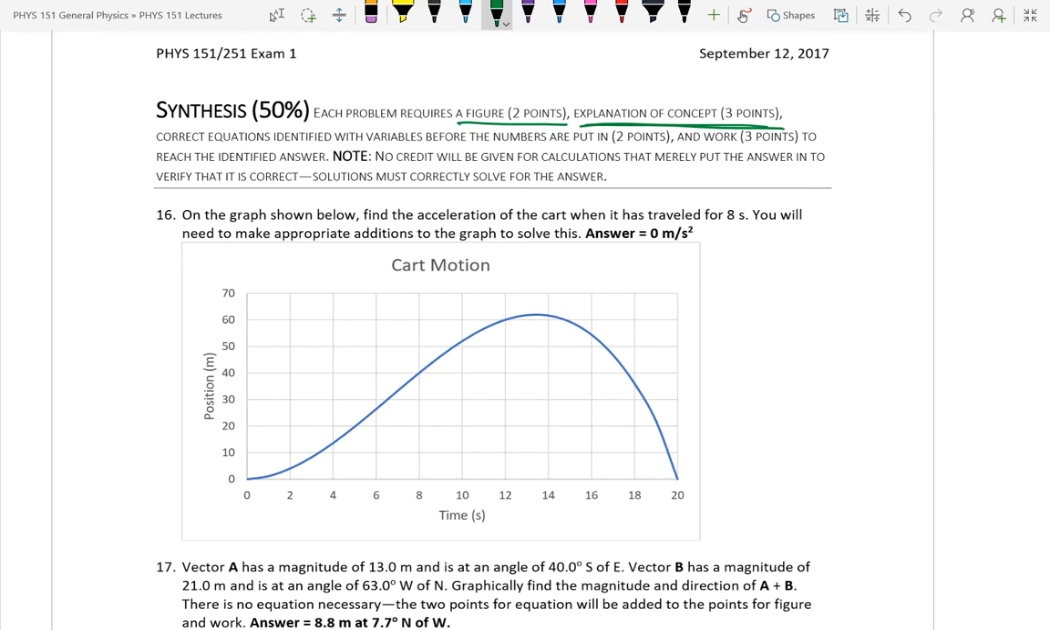What I tried to do here was make it a straight line section. And if it's a straight line section, then the slope of it is constant. And if the slope is constant, then it shouldn't be 0.